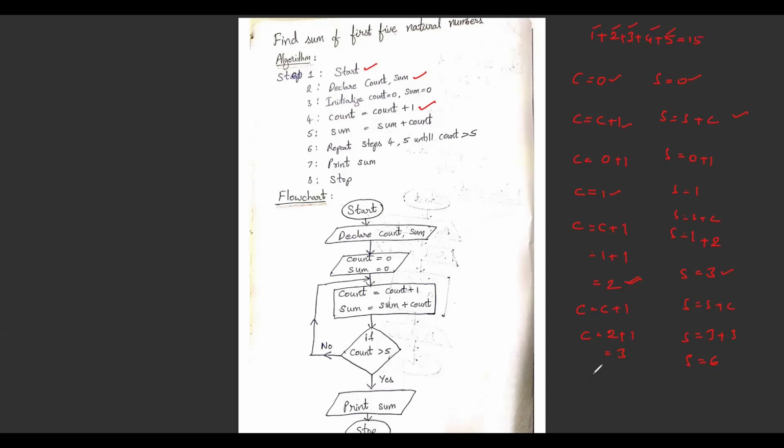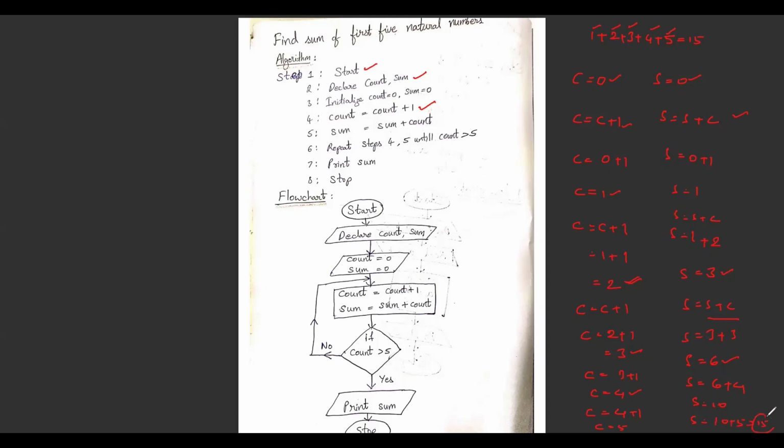Now you check for this one also. Count equals count plus 1 again. Count value is 3, 3 plus 1, so count is 4. Now sum equals sum plus count. Sum value is 6, 6 plus count value 4, which is 10. Now count equals count plus 1 again, which is 4 plus 1, so count value is 5. Here sum equals 10 plus 5, which is 15.